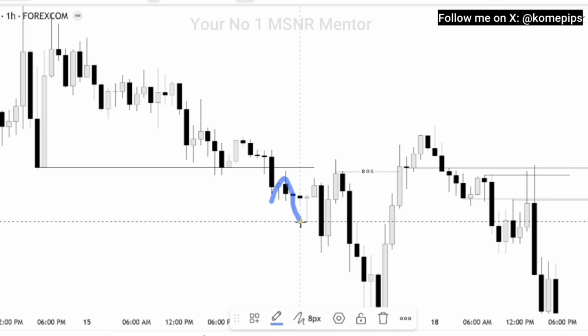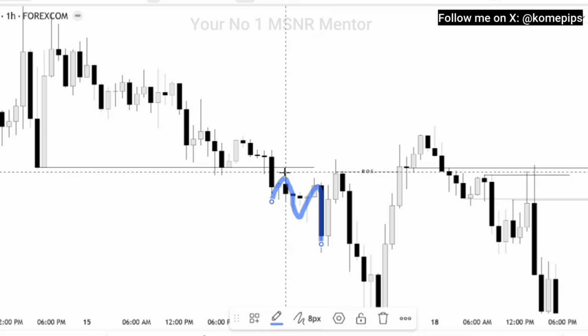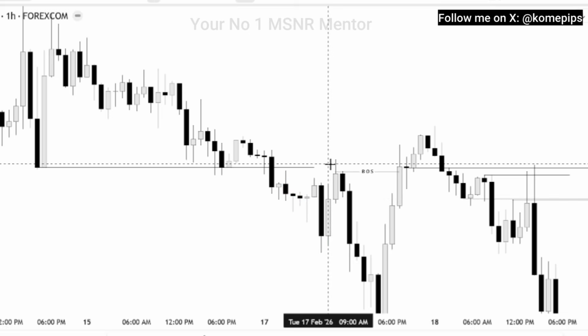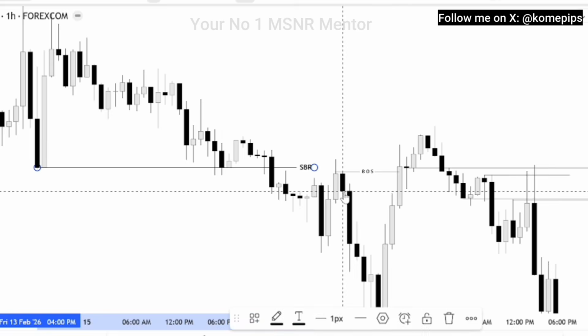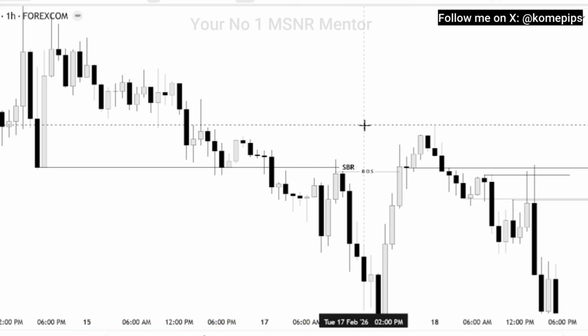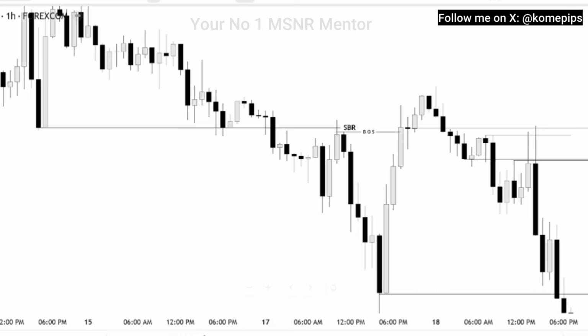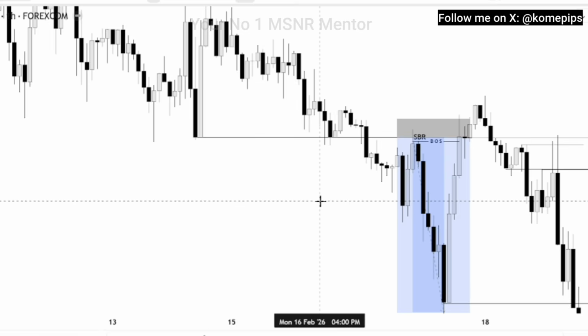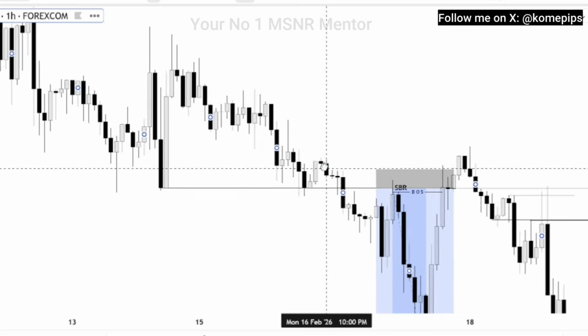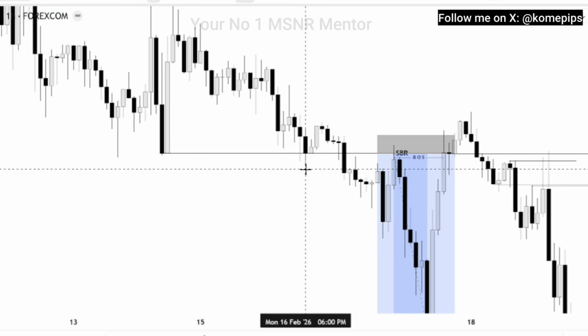Pushed a little bit, pushed like this, and that becomes what? Liquidity for what? Our SBR. So this is our SBR, and as you can see, that was the exact area price used in this particular scenario. Okay, so like I said, you will need to apply this alongside the storyline.